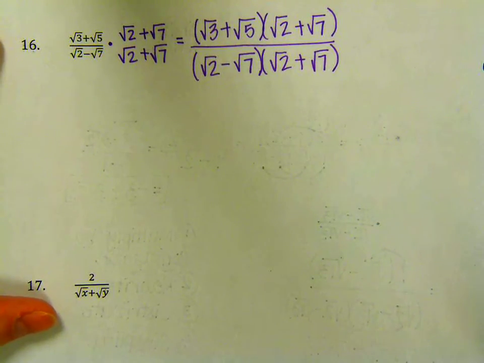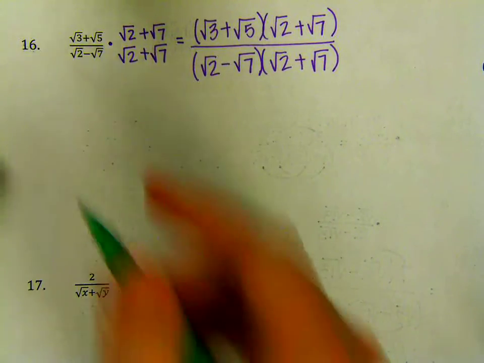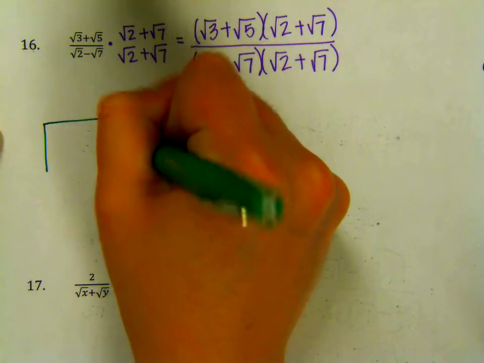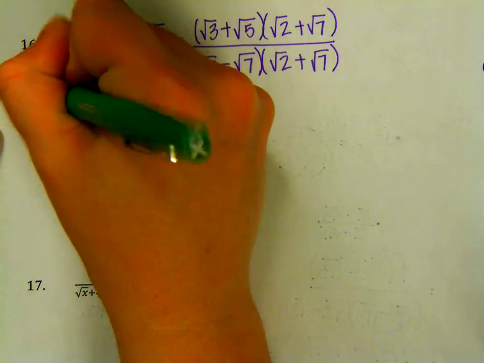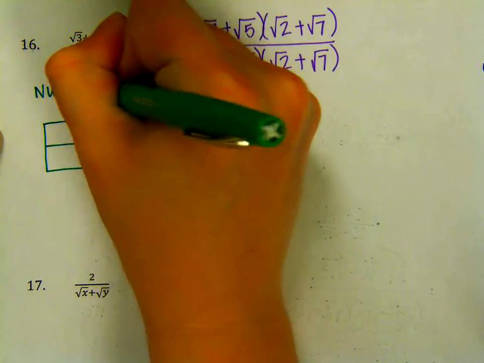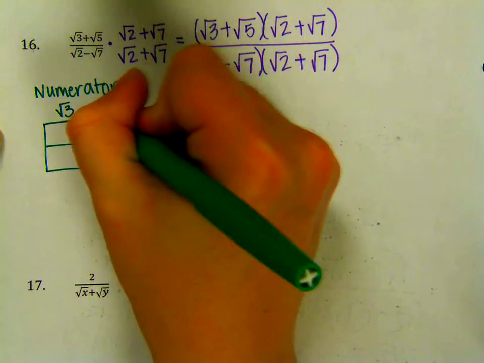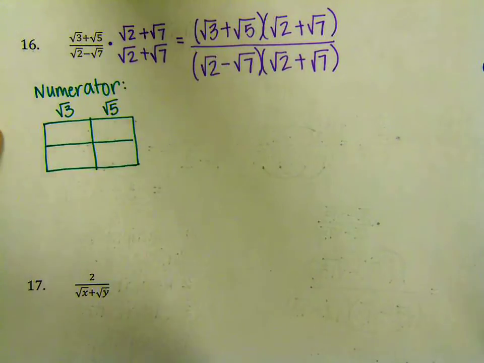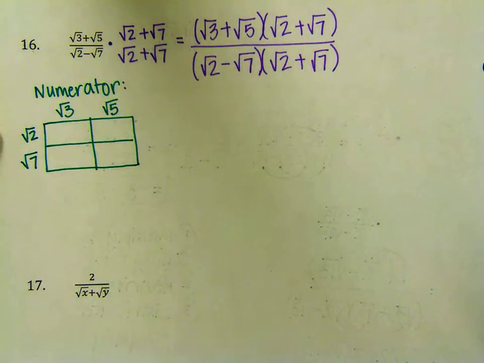Now, on this problem, the numerator has 2 binomials in it, which means I do have to do the box anyway. I just don't have to do it for the denominator because I can take my shortcut. So this is for the numerator. Square root of 5, square root of 2, square root of 7. So this is just so I can figure out what goes in the numerator.